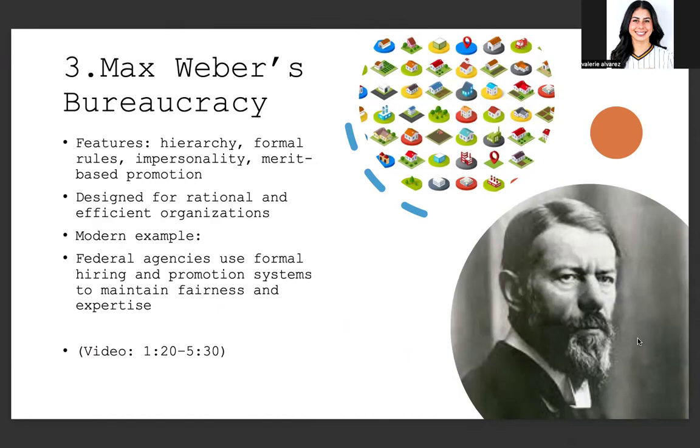A little bit of background on him was that he lived during a time when industrialization was transforming organizations, and he observed that traditional and charismatic leadership was not enough to manage complex systems. So it became a foundation for the structure of modern government and business organizations. A modern example to use today would be federal agencies using formal hiring and promotion systems to maintain fairness and expertise.